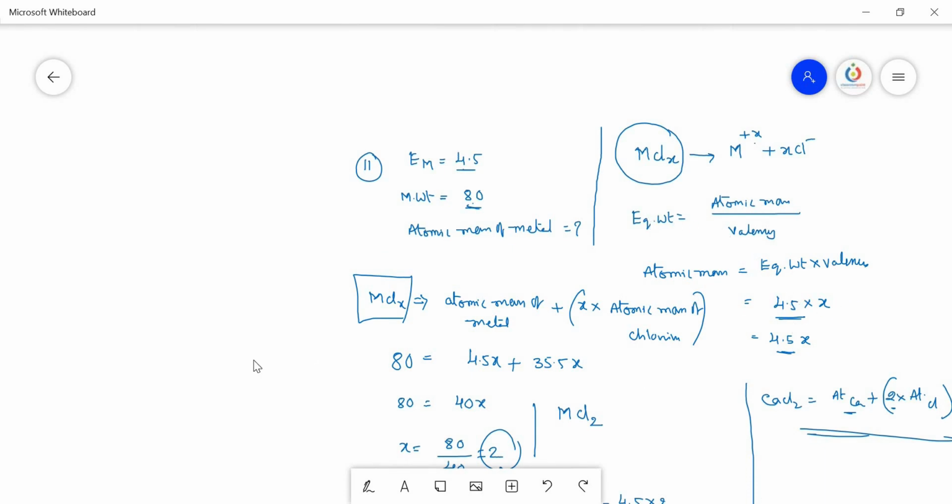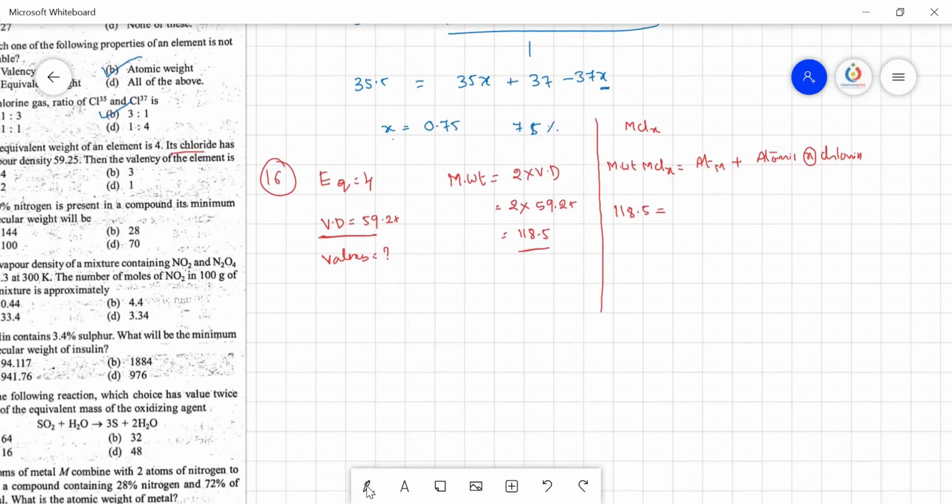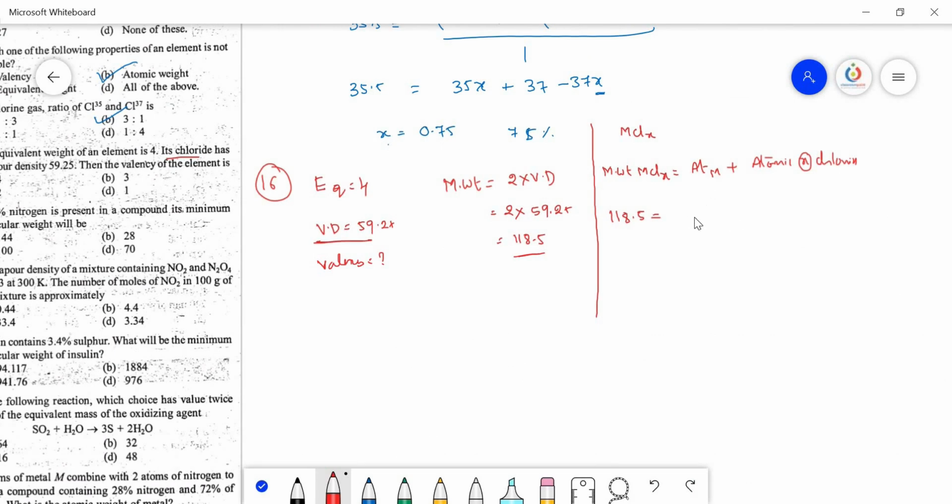Here we calculated the x value, similar pattern here also. So atomic mass of the metal equals equivalent weight into its valency, plus atomic mass of chlorine, 35.5, into x. x number of chlorines are there according to the formula, and valency let us take as x. So 118.5 equals equivalent mass of the metal, given as 4, so this becomes 4x plus 35.5x, which equals 39.5x.